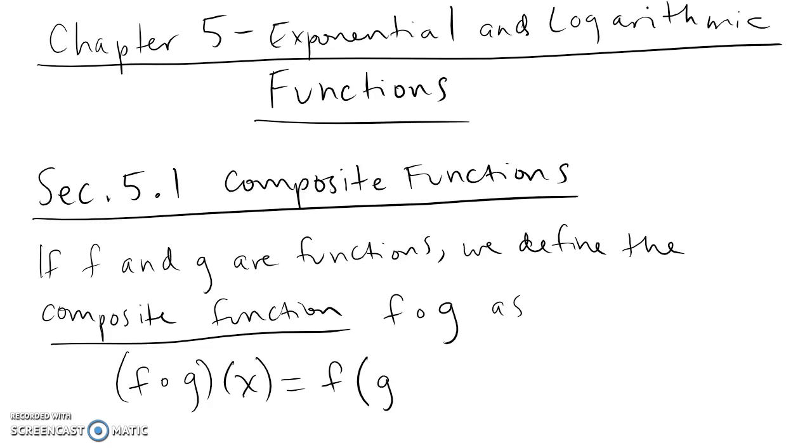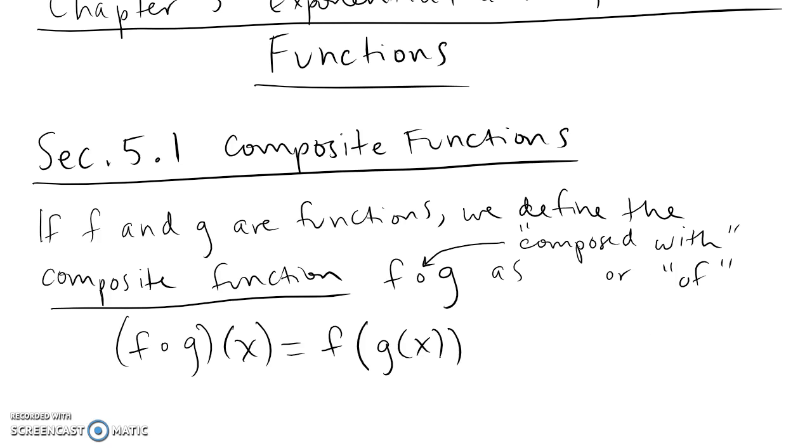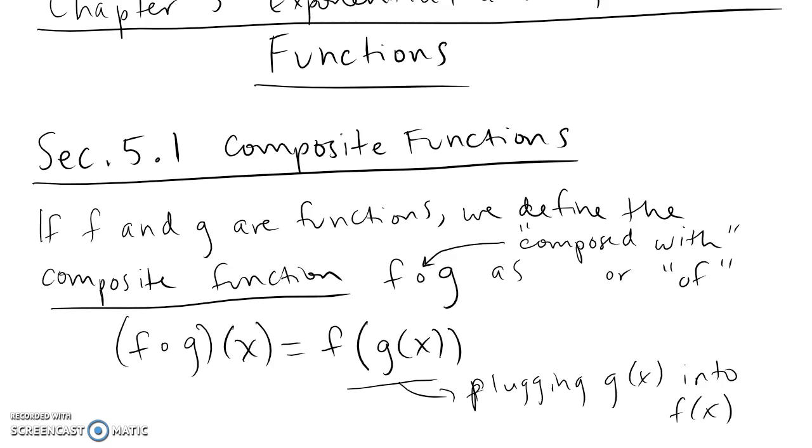That's equal to f of g of x. So this little circle, it's not a dot, it's a circle, and it's floating up in the middle between f and g. You can read it as composed with or of, right? So we could say f composed with g or f of g, right? And basically it's defined as taking g of x and plugging it into f of x. So we're plugging g of x into f of x. And that's going to give us a new function.